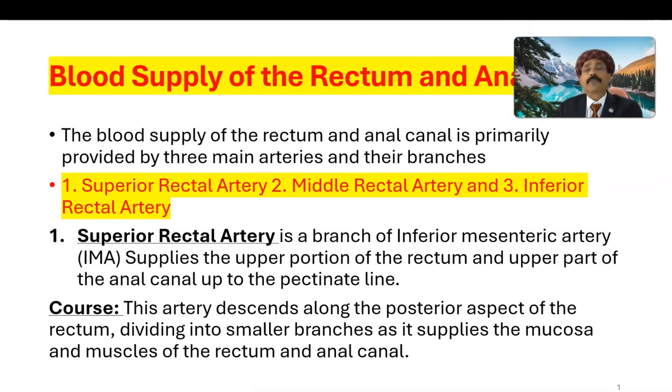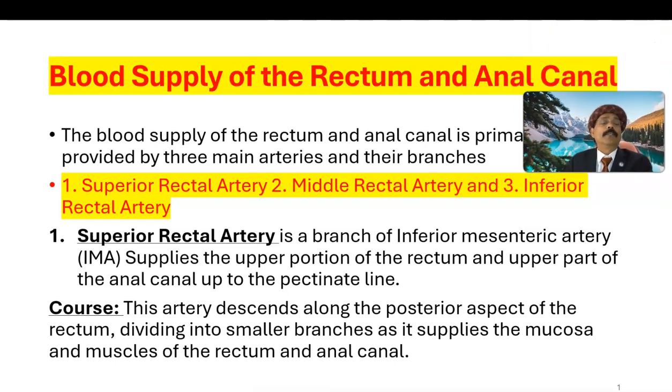Dewan S. Raja. Today I will discuss the blood supply of the rectum and anal canal. The blood supply of the rectum and anal canal is primarily provided by three main arteries and their branches. These three main arteries are the superior rectal artery, middle rectal artery, and inferior rectal artery.